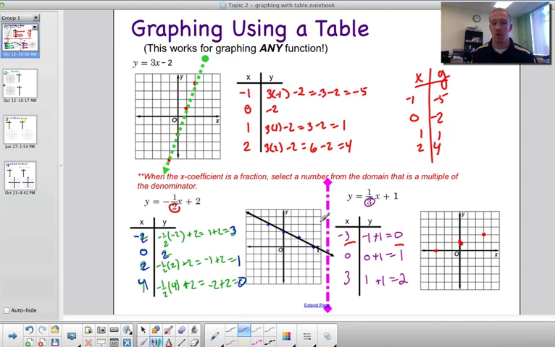Alright, and these are all linear equations, so it should look like a line when you graph them. The pattern that you see between the points should be linear. It should look like a line can pass right through them. And if I drew my line correctly, it would.